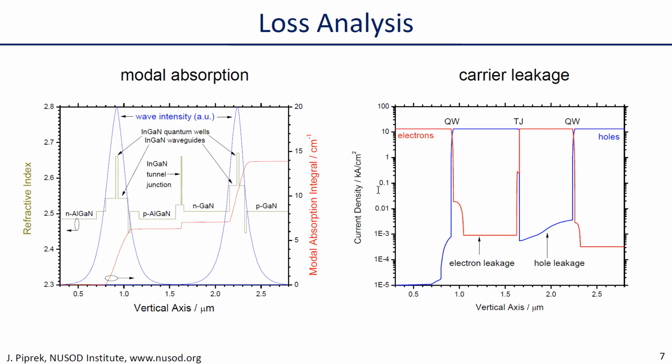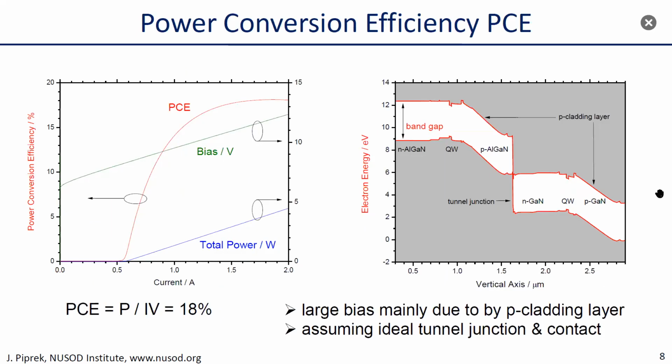So we have plotted here the current density of electrons and holes. The electrons come from the left-hand side, go into the quantum well, and then very few electrons leak out, more than 4 orders of magnitude lower than the injected electron current density, and the same is true for holes. So there's very low carrier leakage, so the carrier leakage doesn't matter in this device.